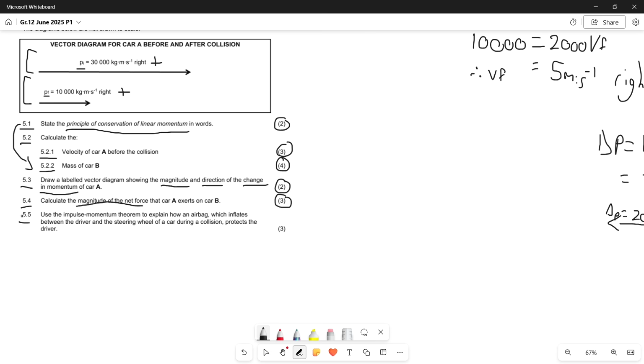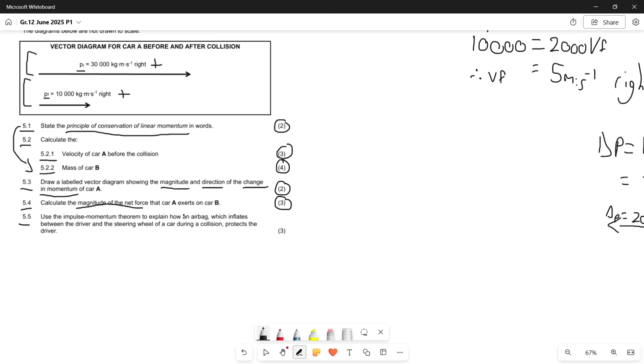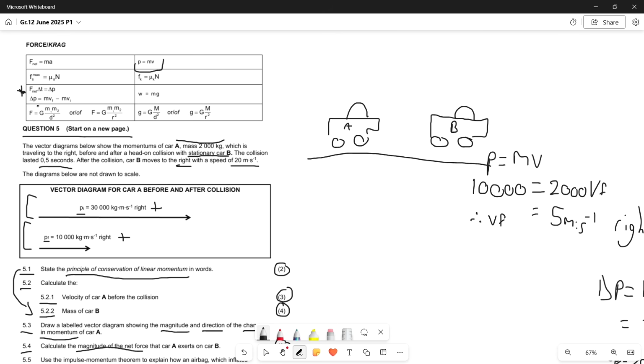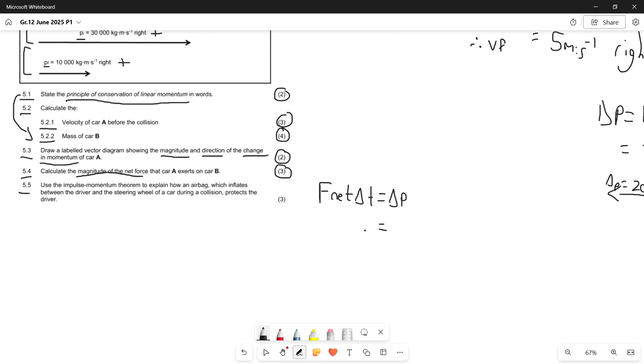Okay, so 5.5, the last question of this section. It is a theory question, and it says, use the impulse momentum theorem to explain how an airbag, which inflates between the driver and the steering wheel of a car during a collision, protects the driver. So this is 3 marks, and it has to do with that last formula that we were using for 5.4. So I'm just going to rewrite this formula down here. We are given this formula on our formula sheet, and if we go ahead and manipulate the formula, so we take our delta t to the bottom over there, so it is delta p divided by delta t, we can then start to interpret this question a lot easier.